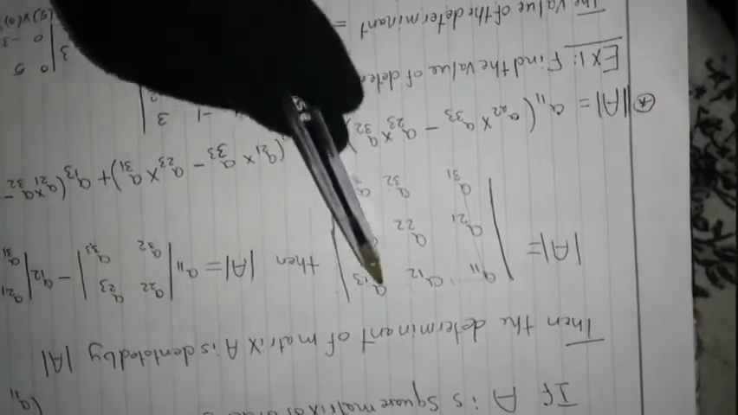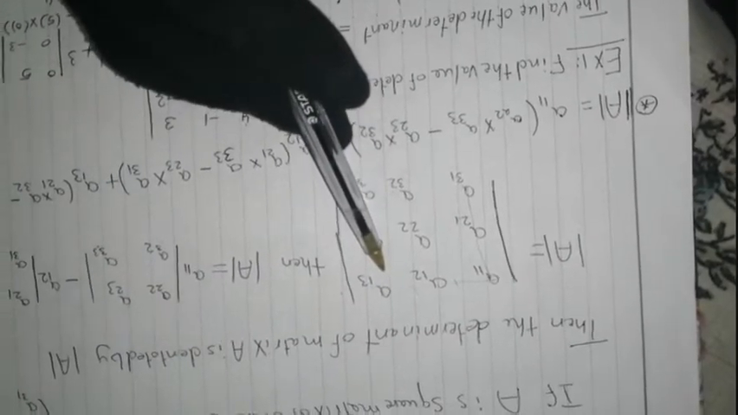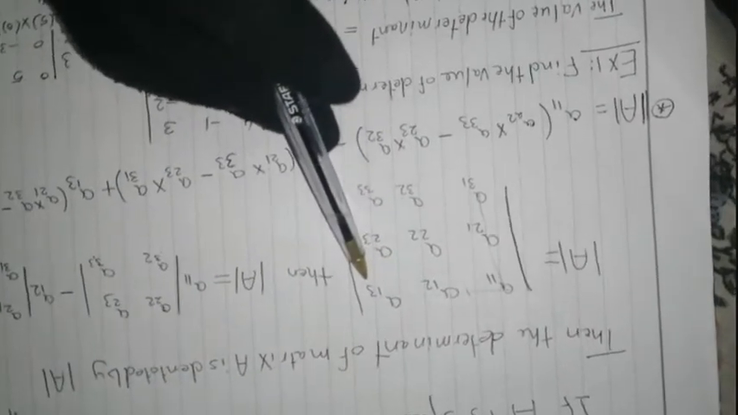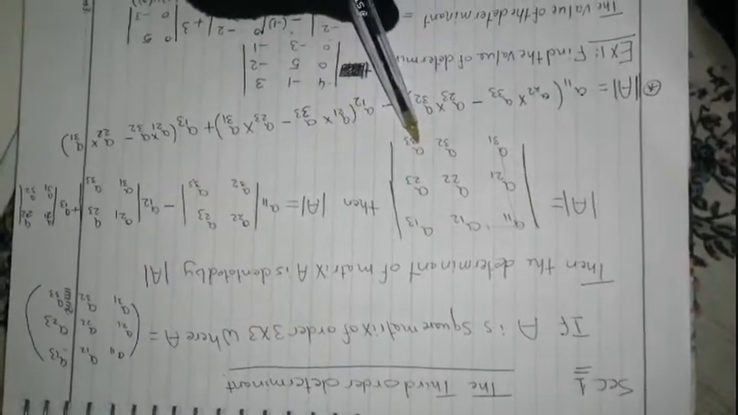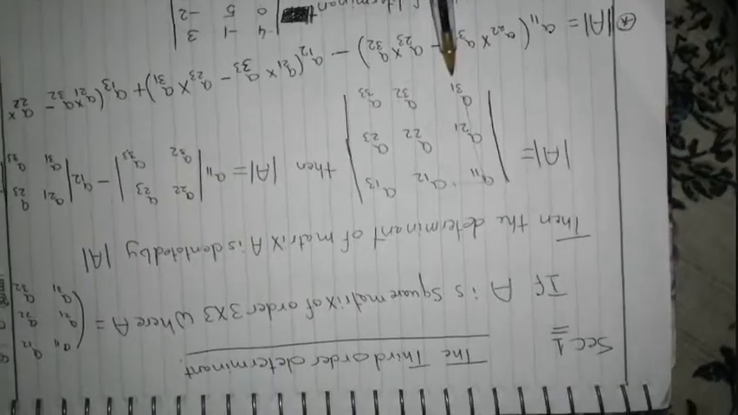Plus, what is the third element in the first row? A13. I write A13 times what? Minor determinant. How to find? We cross or cancel the first row and the third column. What is the minor? A21, A22, A31, A32.